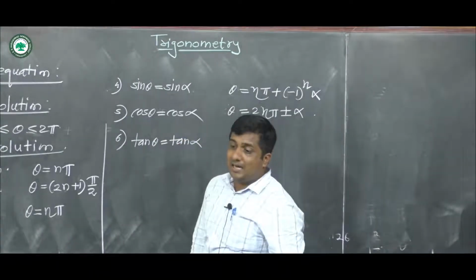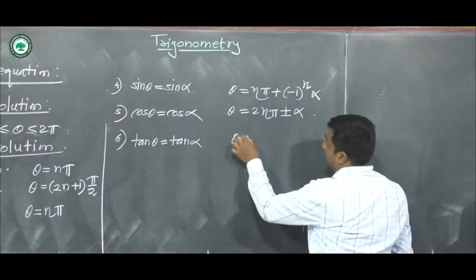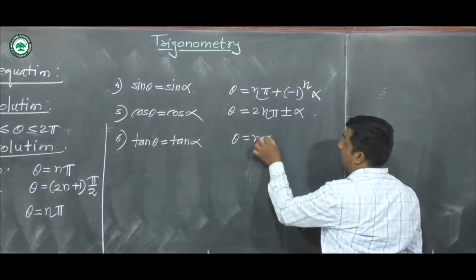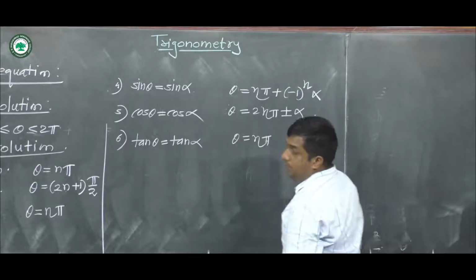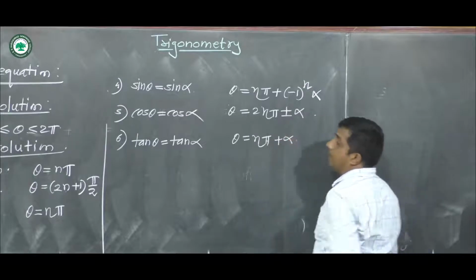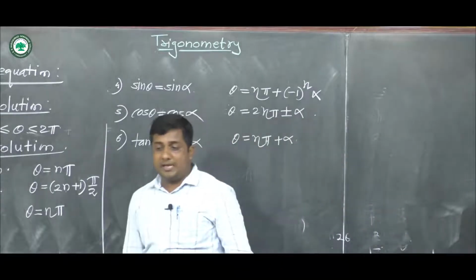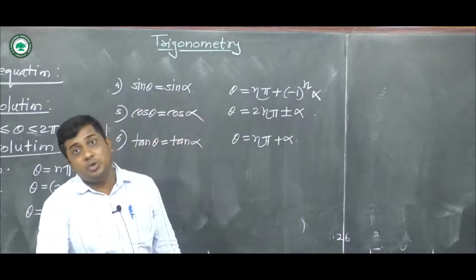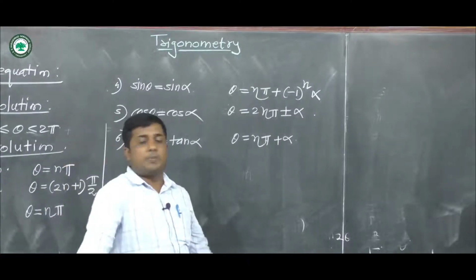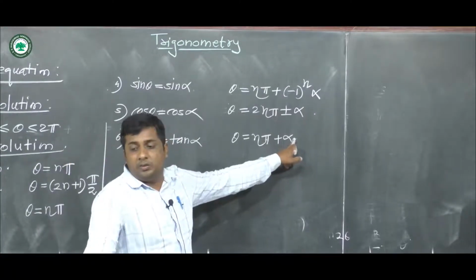Here for this type, our principal solution is like, here theta is equal to n pi plus alpha, again this n belongs to Z, and this alpha is belonging to the open interval minus pi by 2 to plus pi by 2.